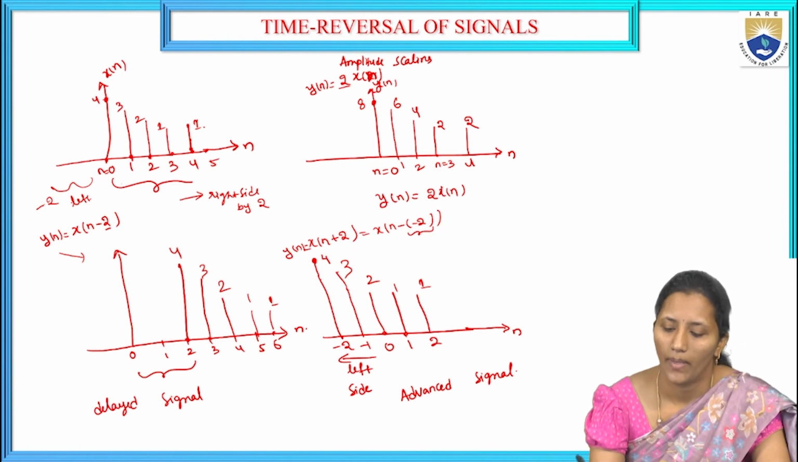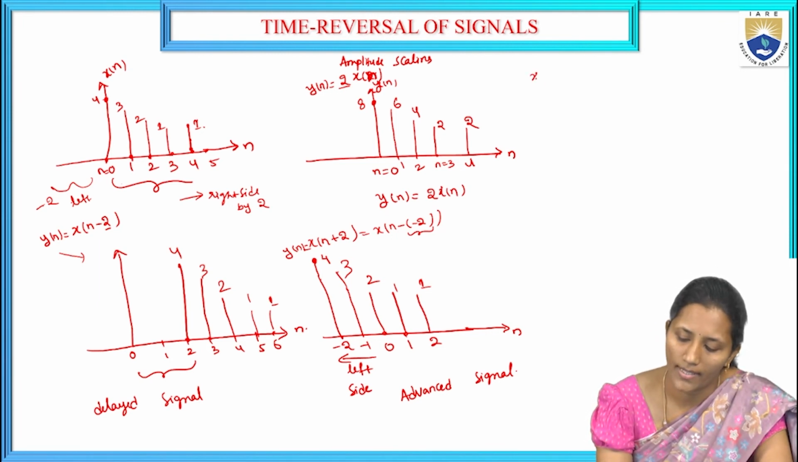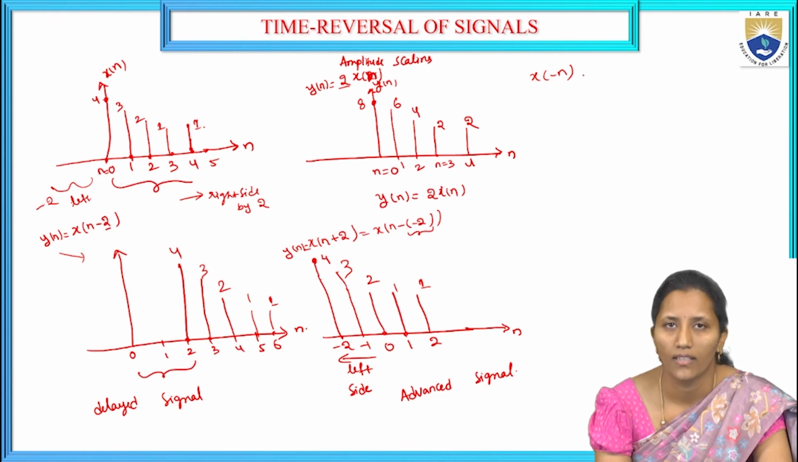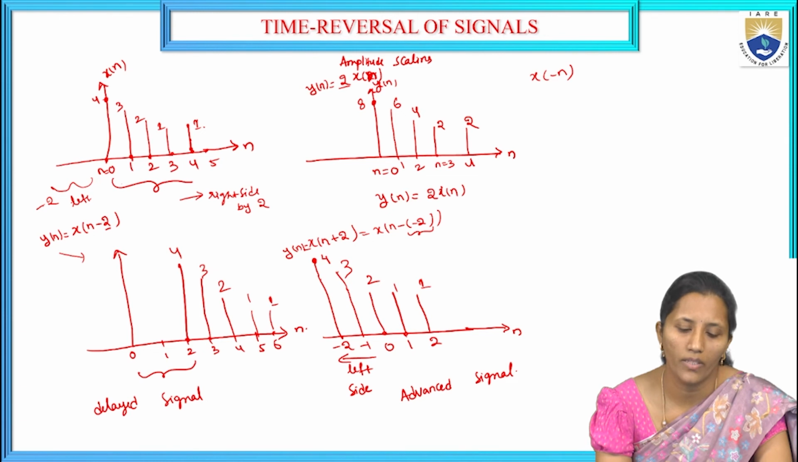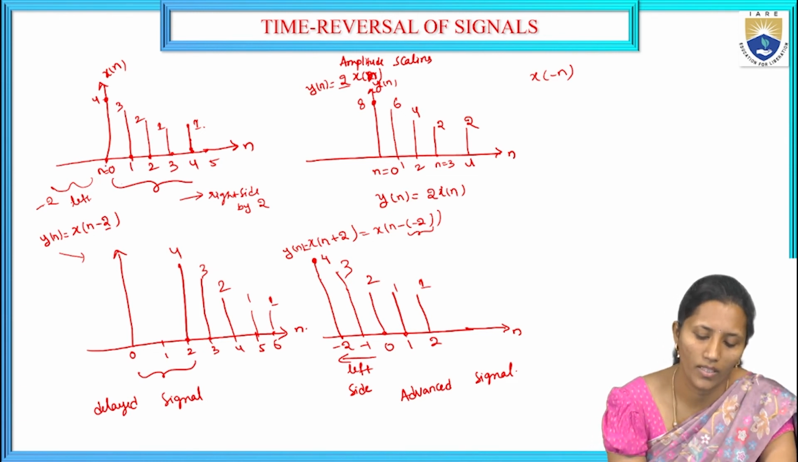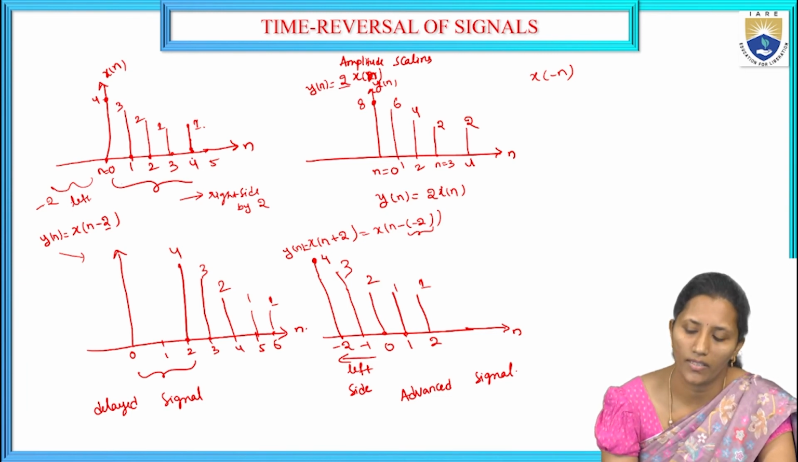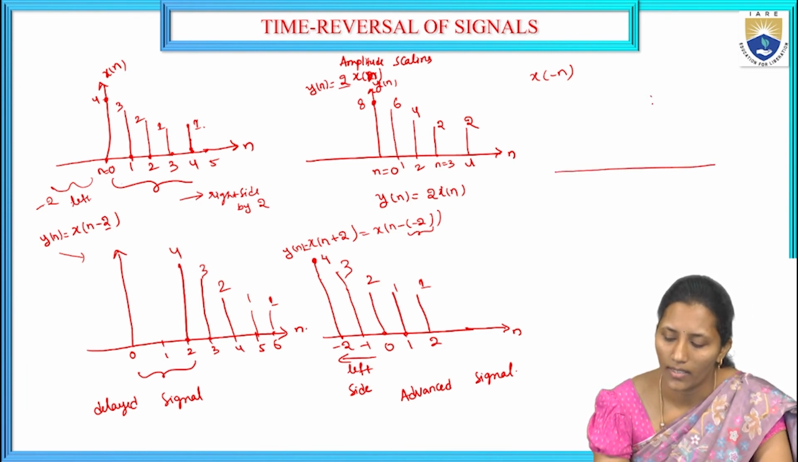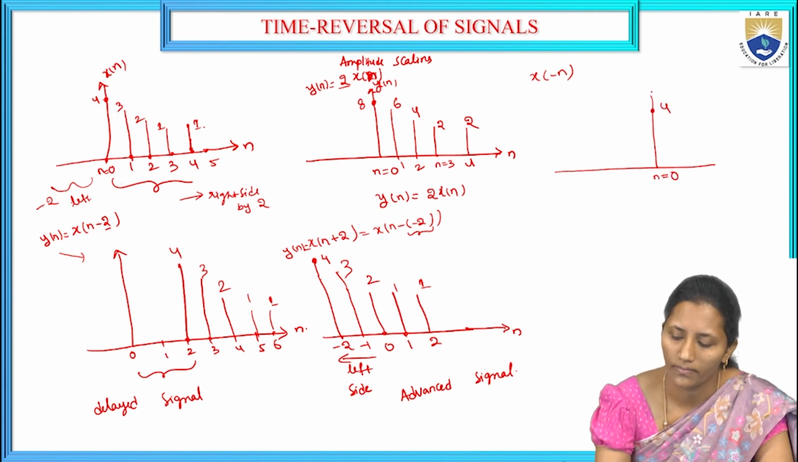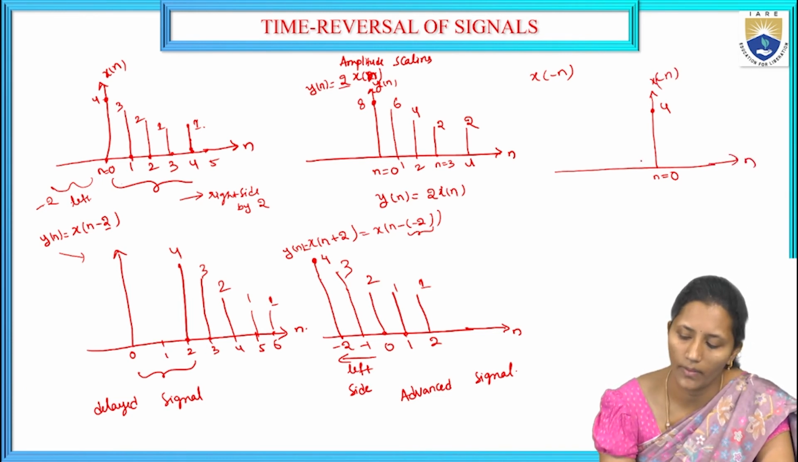Next we have x of minus n, which is just the time reversal of the signal, a mirror image of the original signal. For n is equal to 0 to 3, we have 4 samples. So, x of minus n for n is equal to 0 is 4. For n is equal to 1 we have 3, so for n is equal to minus 1 it is 3.